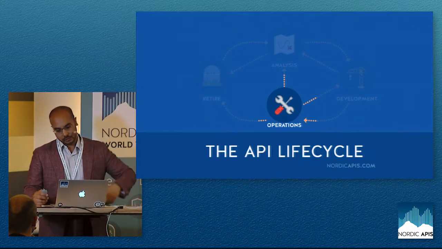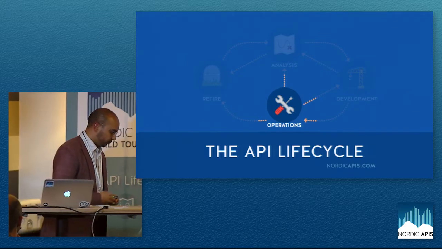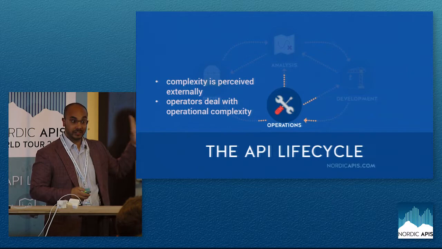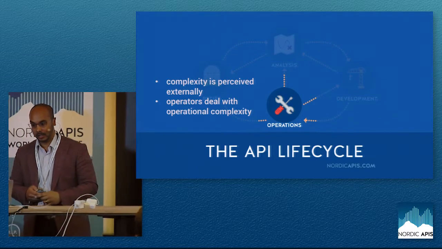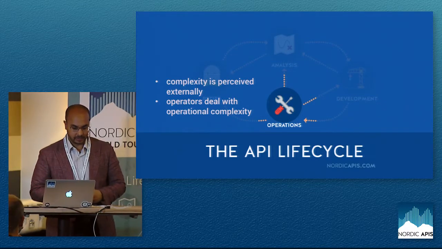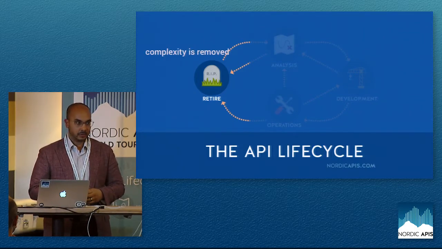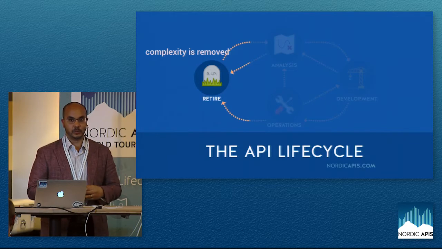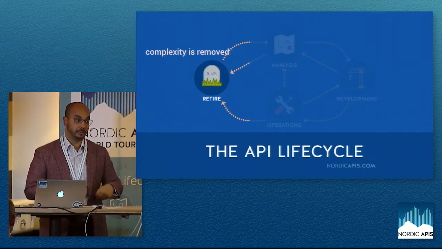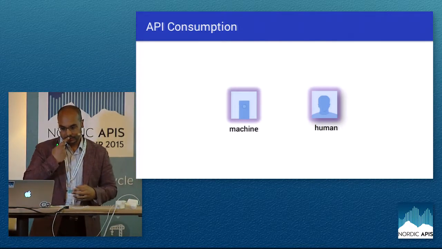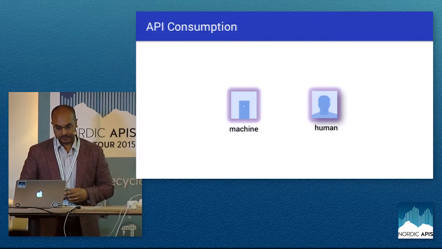In terms of operations, when we get to releases and change, this is where our external bodies actually see the complexity, right? They pay that price in runtime. And where operators deal with complexity. And of course, in retirement, complexity is removed. It's the only way really to get rid of essential complexity, right? By taking the function away. So let's end by looking at what API consumption looks like.